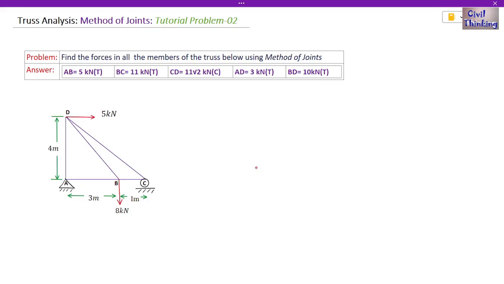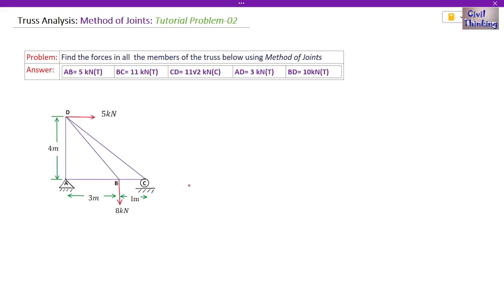Now coming to today's problem. In this problem we have to find all the member forces in this given truss using method of joints. I have already told you, when we have to find the member forces in all the members, then we use method of joints, and if we have to find member force in a few or a particular member of a truss, then we use method of sections.